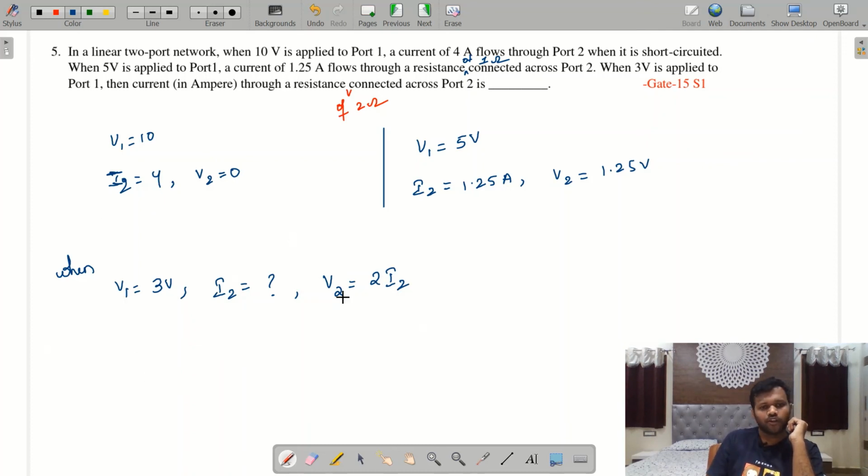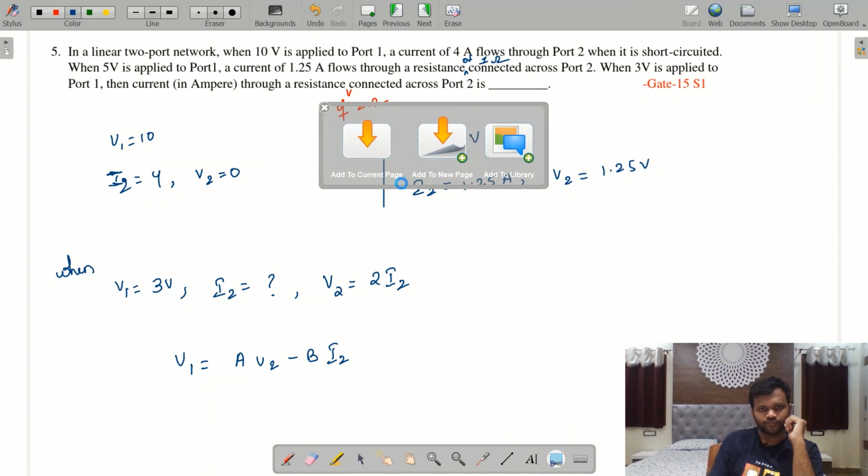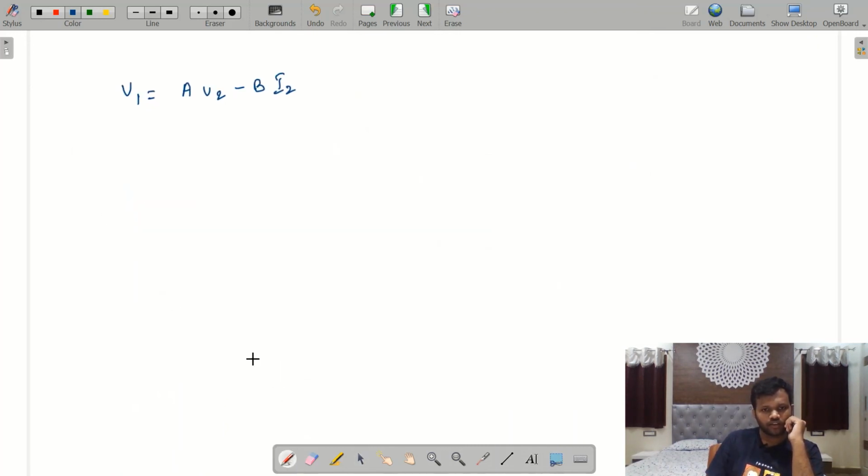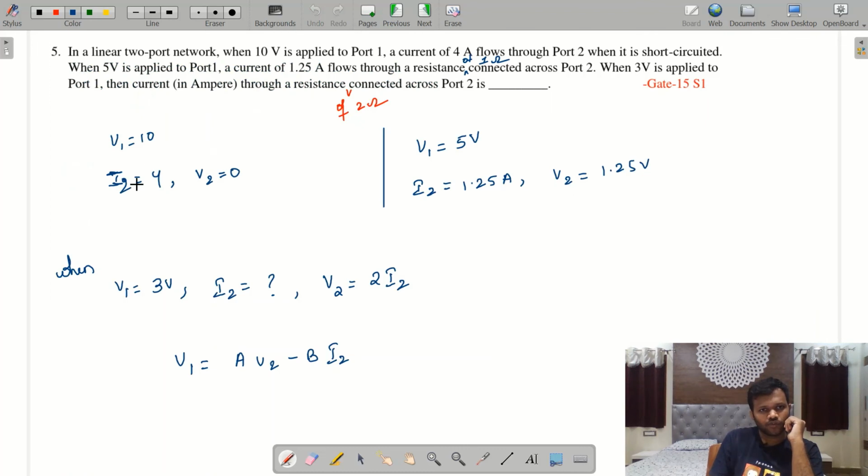Now how can we solve this? What we know is that V1 equal to A V2 minus B I2. Now consider case 1. What can we write from case 1? In case 1, what is the voltage applied?